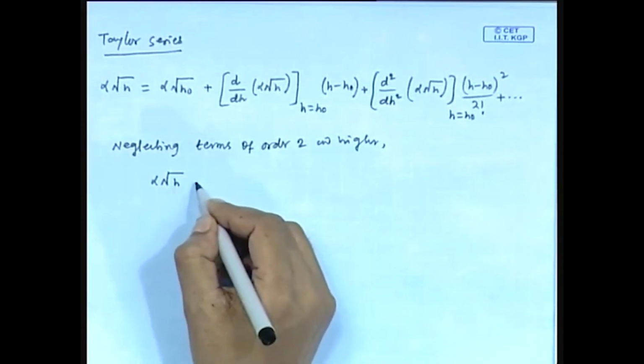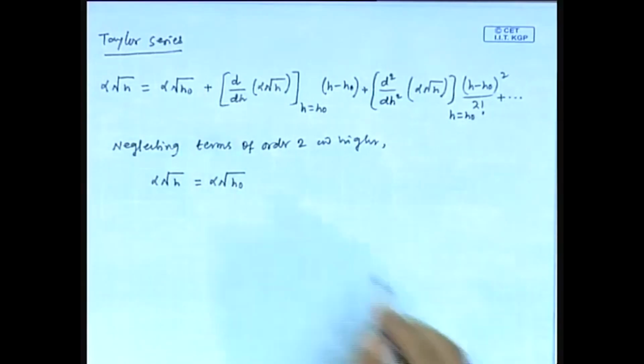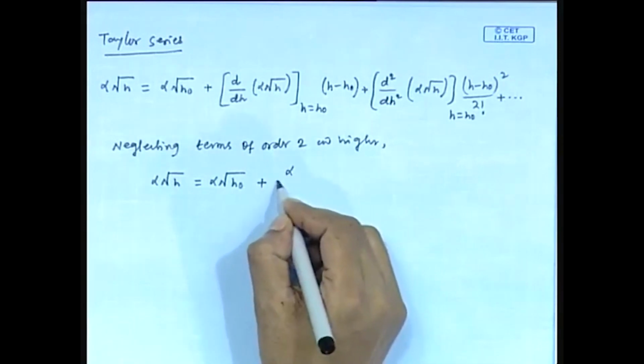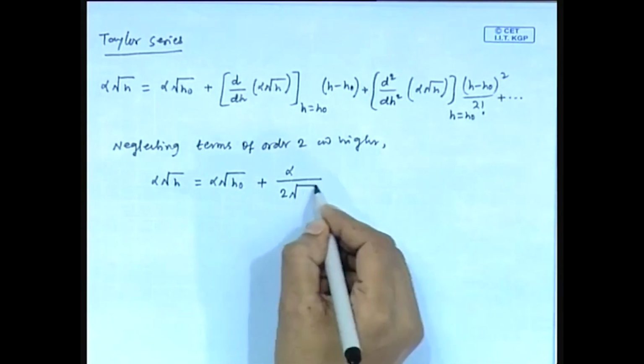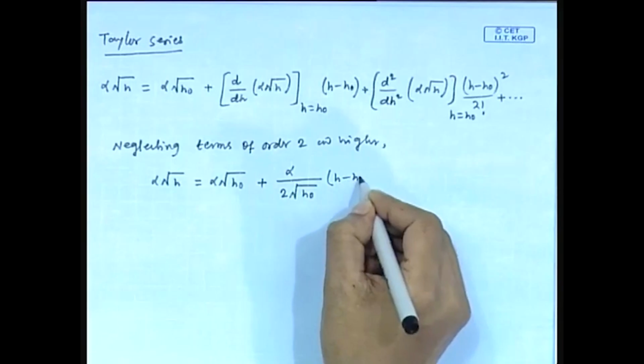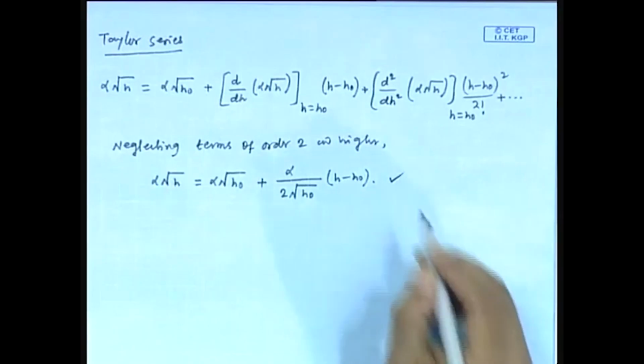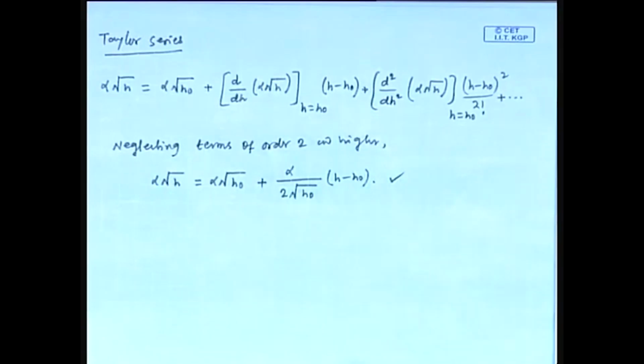alpha root h equals alpha root h naught plus alpha divided by 2 root h naught multiplied by h minus h naught. This is the final form of alpha root h after linearization. Now, we will substitute this alpha root h term in equation 7.